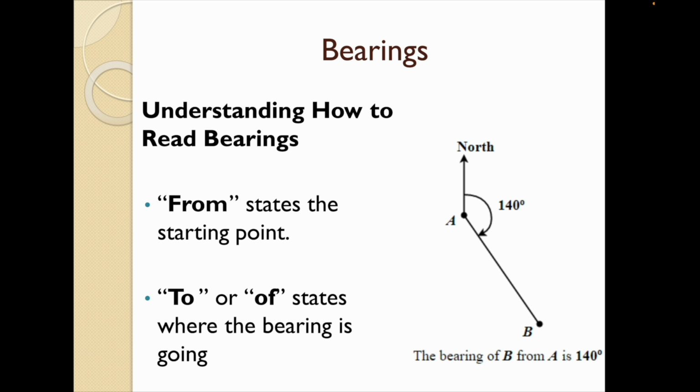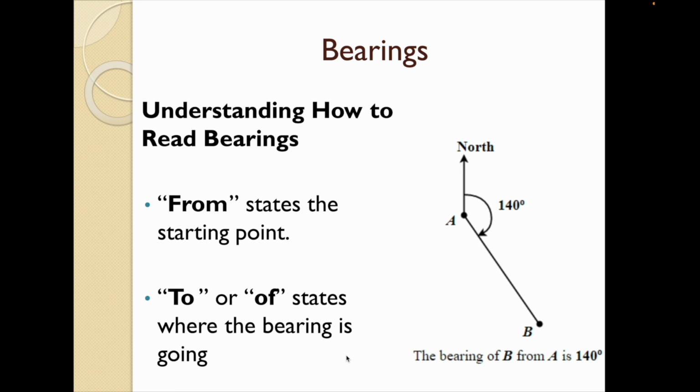So back to our diagram here. This says the bearing of B from A. Where is our starting point? How do you know it's not B? It's A. Why is it A?